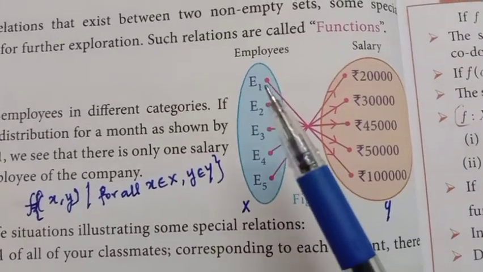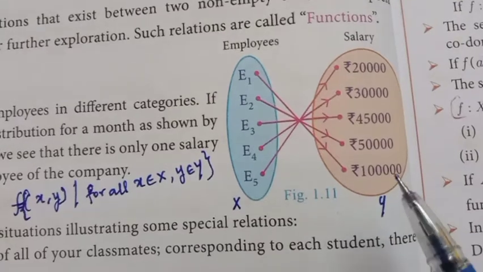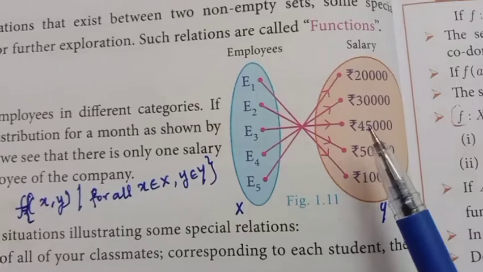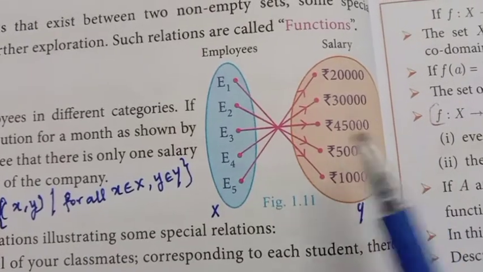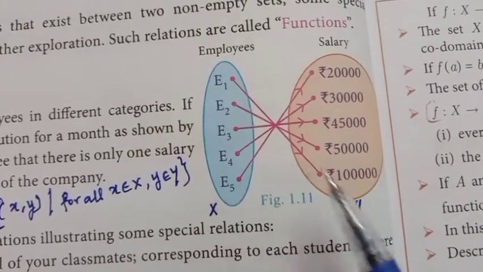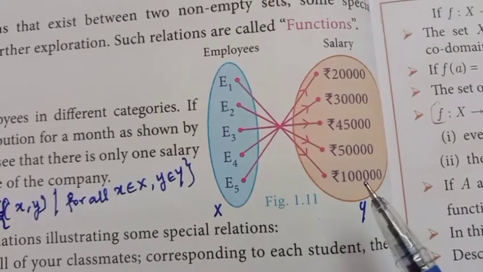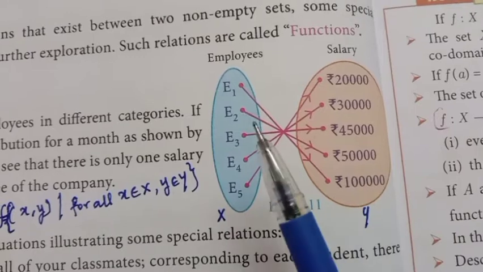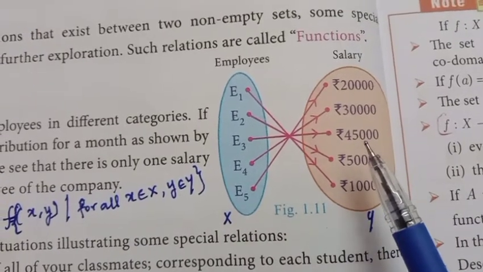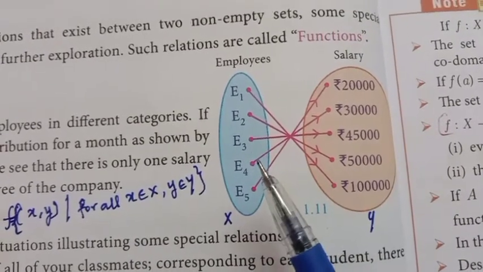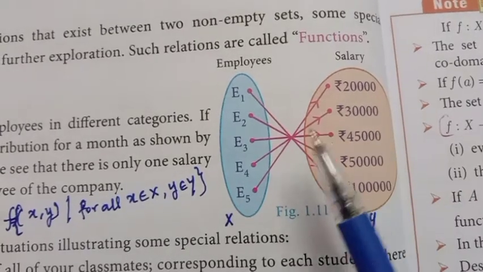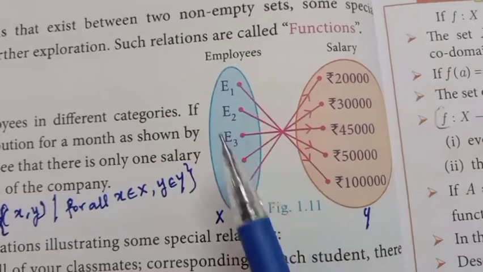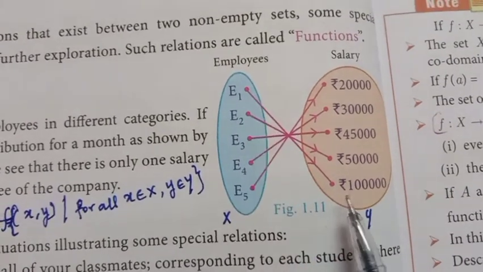See here, employee E1's salary is 1 lakh. For E2 the salary is 50,000. E3's salary is 45,000. E4's salary is 30,000. E5's salary is 20,000. We have to refer to this mapping.